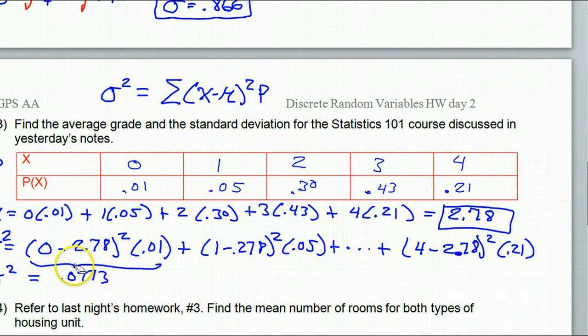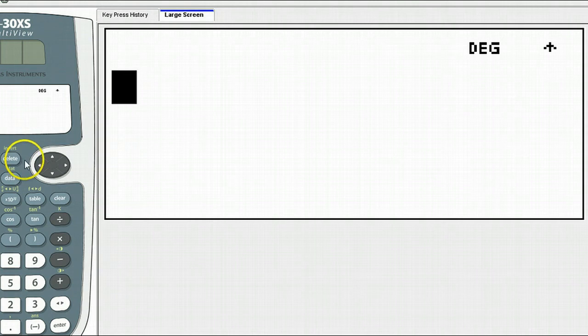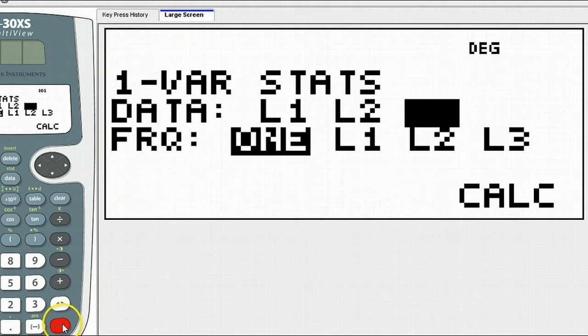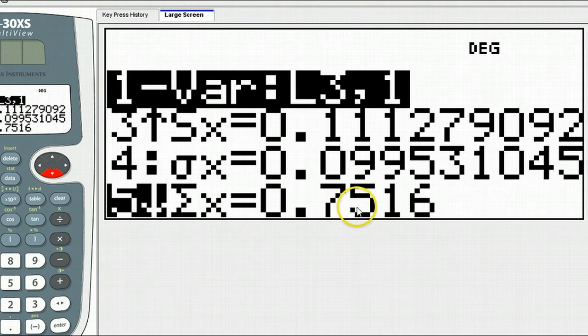But I can add them all up very easily if I quit my way out of this list by hitting second mode and then hit second data for the statistics menu. One variable statistics. Make sure you're on list 3. Hit enter a few times. Scroll down to item 5. So the variance is 0.7516.